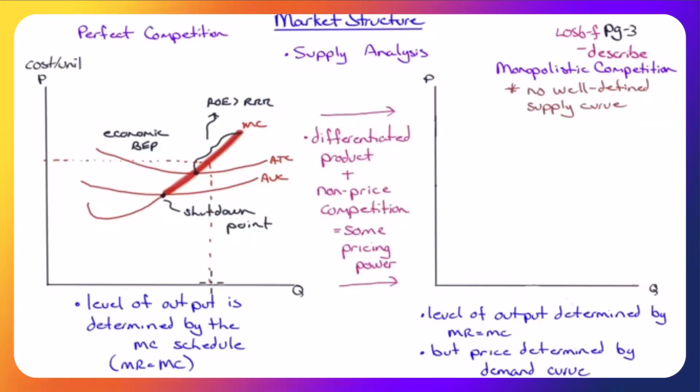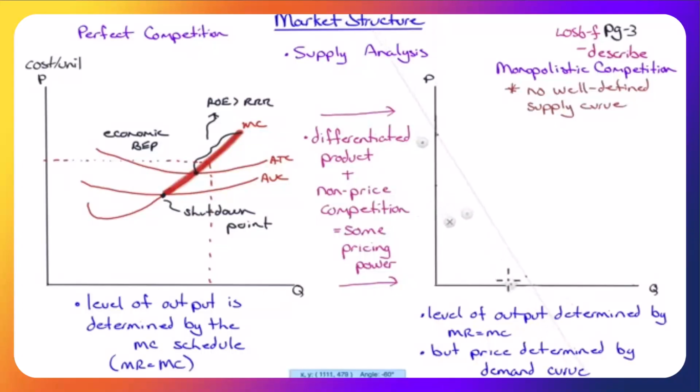Here we have no well-defined supply curve, simply because at every price or every quantity that we choose to produce, there is a different price. So we would have to select multiple different quantities and draw out multiple different prices, and from there connect all those dots, and we would get a supply curve. So that's why we say there's no well-defined supply curve like we have in perfect competition. But we can still say something.